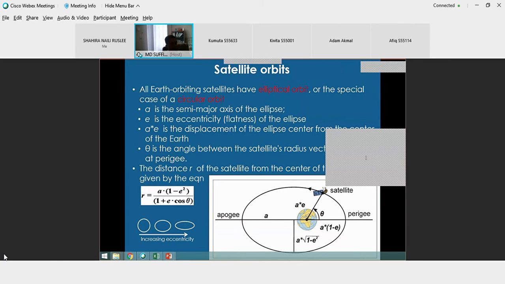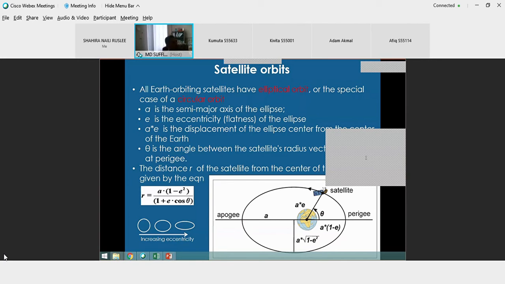Untuk apogee dan juga perigee, dia punya masa dia berubah. Sebab apa? Sebab pusingan bulan mengelilingi bumi, tempoh masa dia tak sama. Kadang-kadang 28 hari, kadang-kadang 29 hari. So untuk tahun ni, apogee biasanya dia akan berlaku pada 11 Mei.